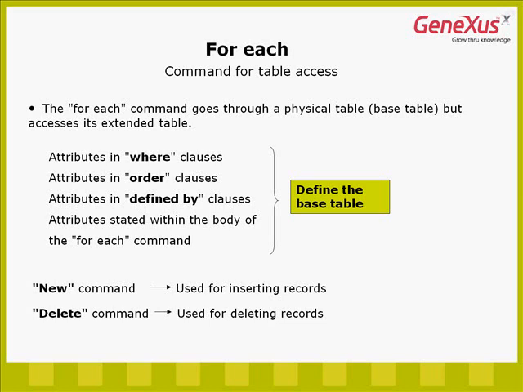The attributes within the Define By clause are also taken into account. This Define By clause lets us define an attribute or set of attributes that will indicate to GeneXus which table we want to traverse. The attributes that have been declared within the body of the for each are also taken into account. Within a for each, we can do more than just modify records, as we've seen in our example. We can also insert records by using the new command, and we can also delete records by using the delete command.